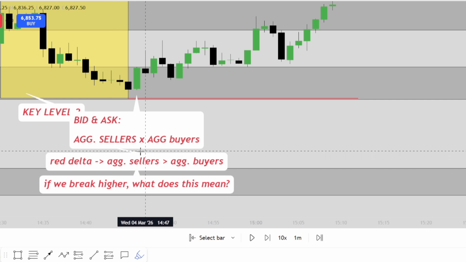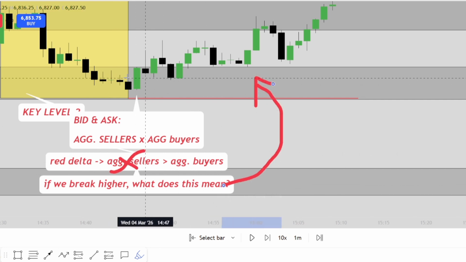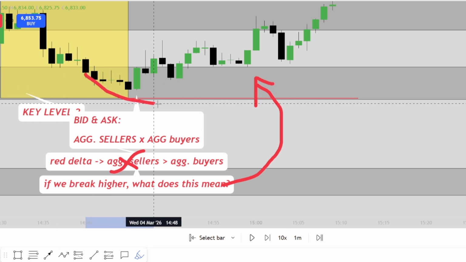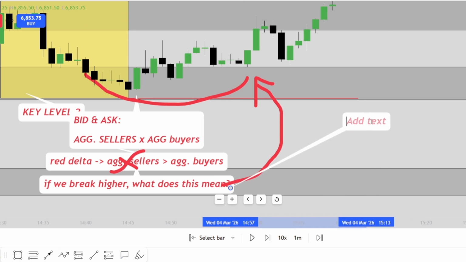Well, the answer is no. They weren't successful. So what does this actually mean? At key level 2, between 9:40 and 10, what was going on? This is what we mean by the order flow blueprint. This is how order flow works.